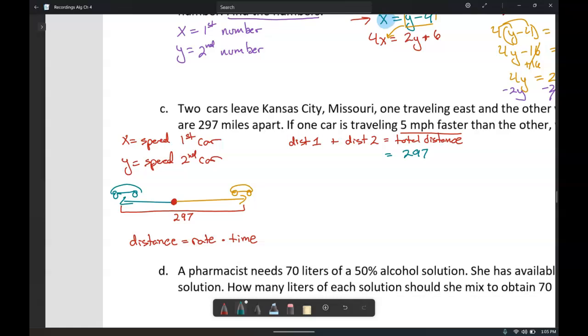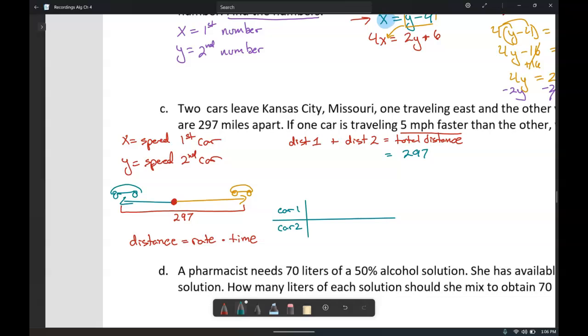So keep in mind that our distance is not x. Our variable x represents the speed of the car. Well, using the speed of the car with our variable, how can we go ahead and model the distance for car 1? Well, let's look at a little chart we can make for car 1 and car 2.